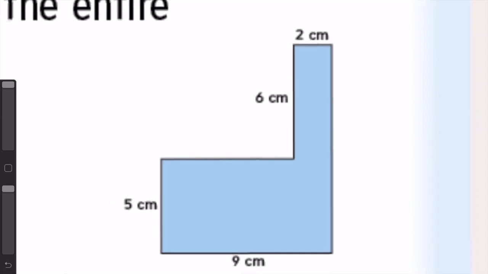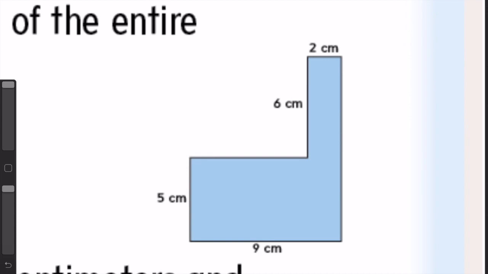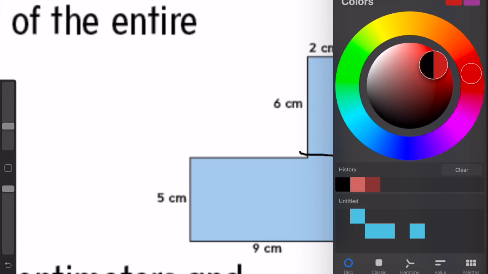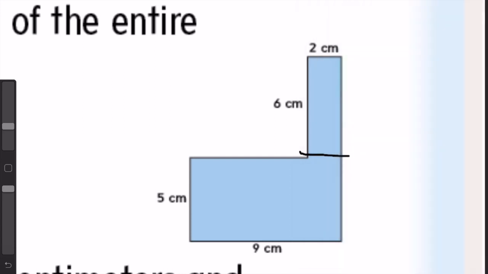So this composite figure can be broken into two rectangles. If I put a line right here, now I have two rectangles. So in order to find the area of this shape, all I have to do is find the area of both those rectangles and then add them together to find the total area. Okay, I'm going to get a different color. Let's try red, and we're going to do the top first.